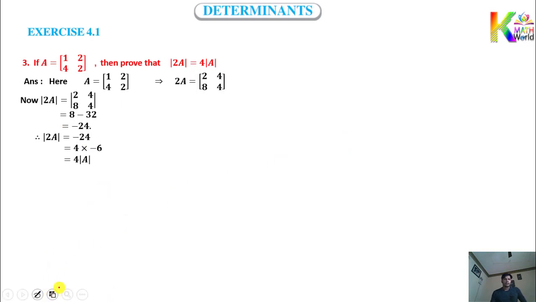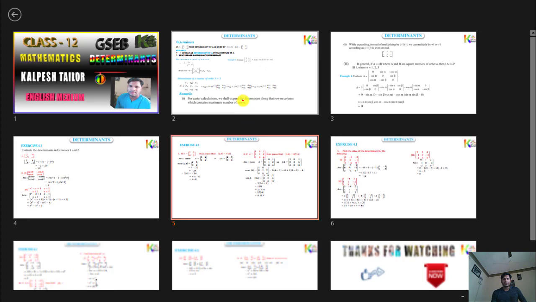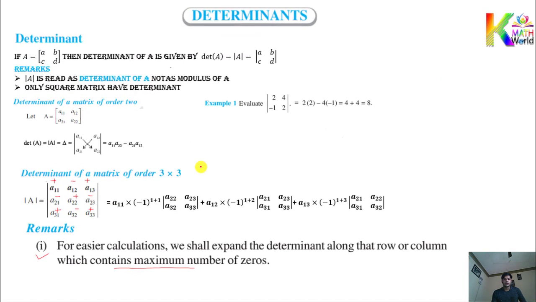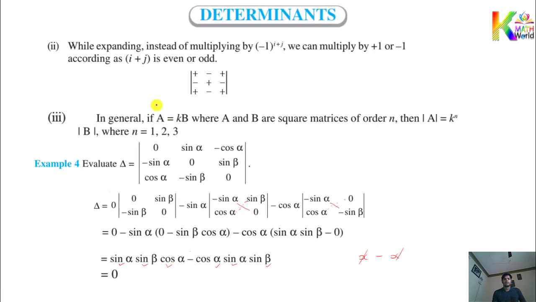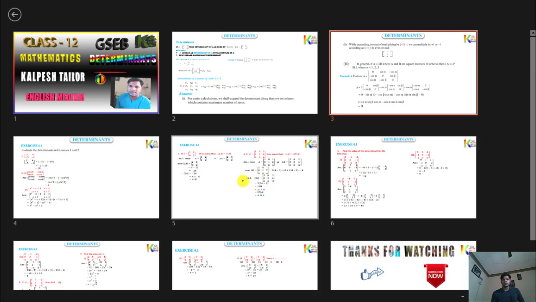On the very first page, we discussed about this note. Sorry, not on this page, on this page. See the third note. If A equals KB, where A and B are square matrices, then determinant of A will be K raised to n into determinant of B. That you can see here. So I am going to explain this note by that particular illustration. So see it properly.